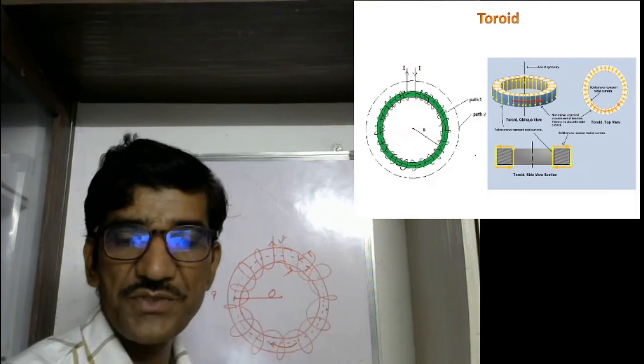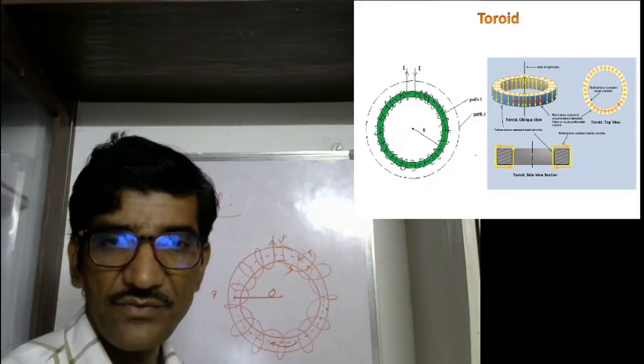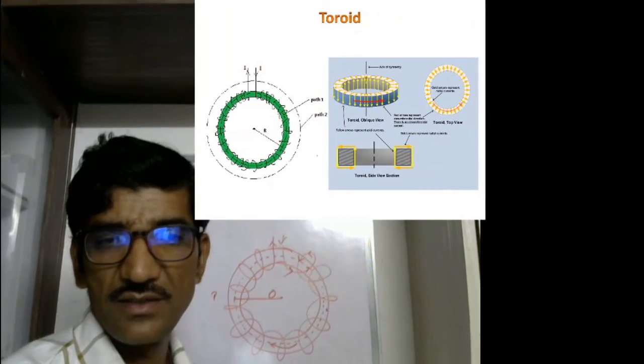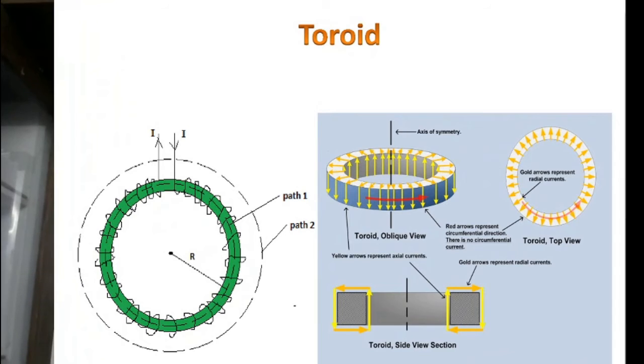Now there are so many views of the current in this slide. If you want, you can see here. See how the current is taking turns here. On this side the current is passing like this. On this side it is coming like this. In the inner side it is coming like this, and going like this.